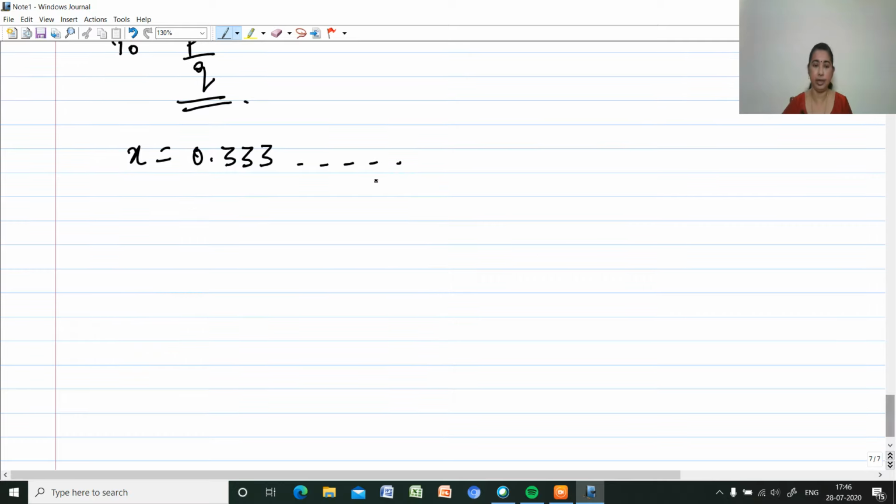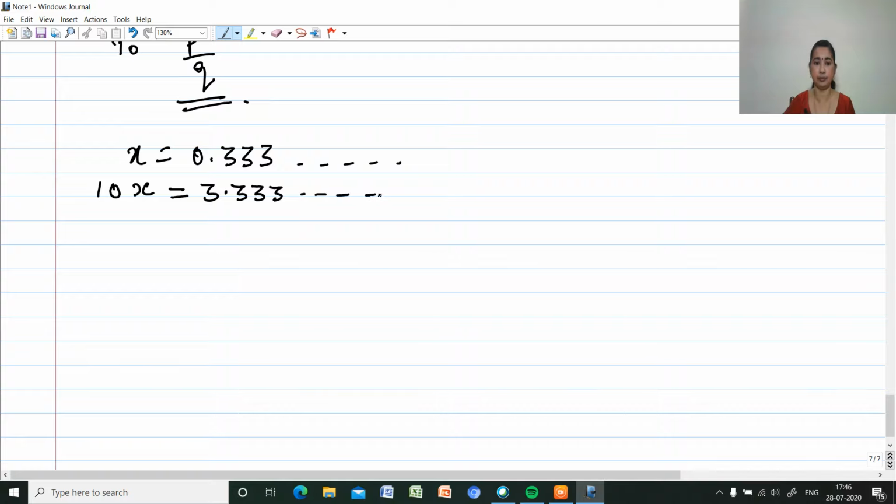First, see how many numbers are recurring. Only 3 is repeatedly coming, so only one number is repeating. So we have to multiply the entire equation by 10, because only one number is repeating. You have to multiply by 10 throughout.